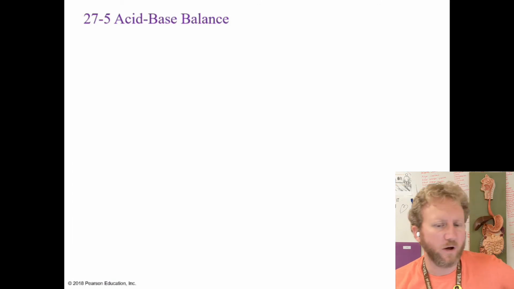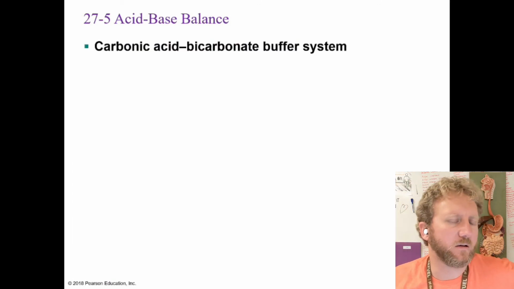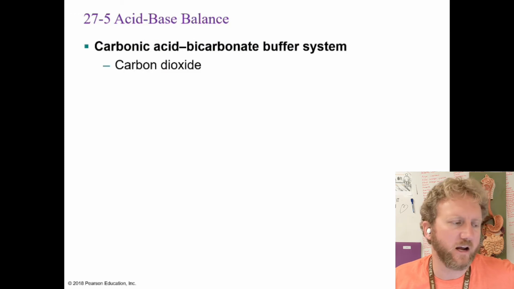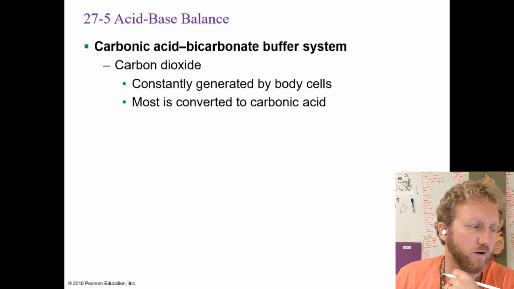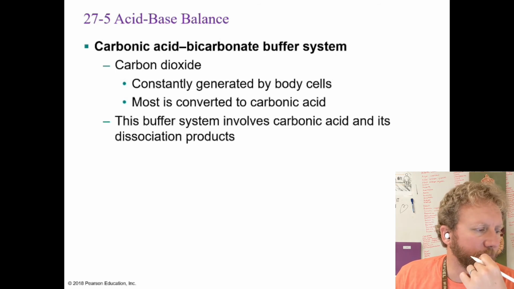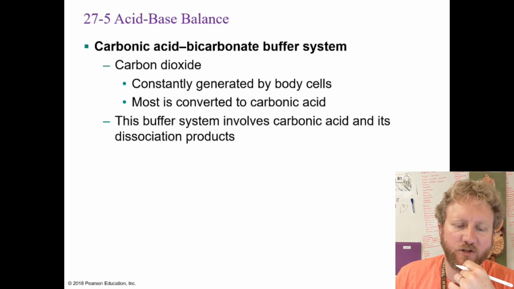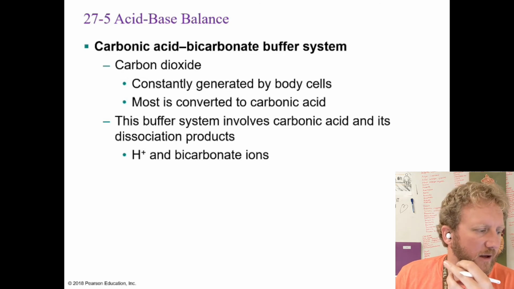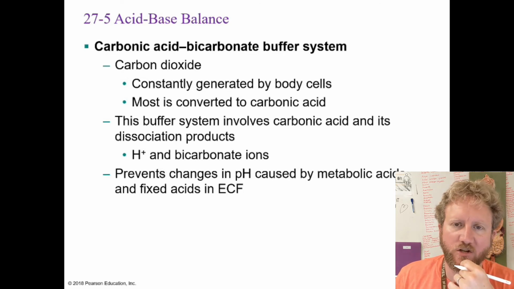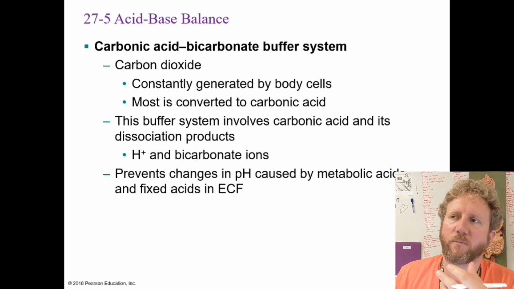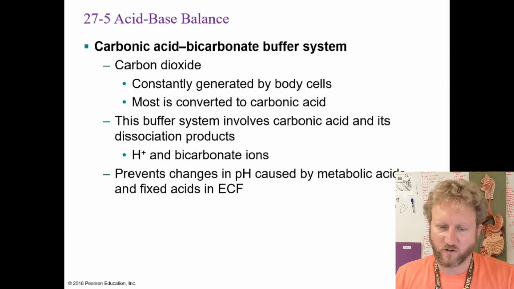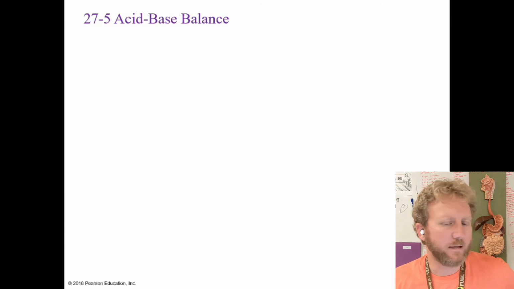Okay, so we've got the carbonic acid carbonate buffer system. It involves carbon dioxide, which is constantly generated by body cells. Most of that carbon dioxide is converted to carbonic acid. Carbonic acid is going to split into hydrogen and bicarbonate. This is going to prevent changes in pH caused by metabolic acids and fixed acids in the ECF, and allow the blood with the hydrogen ions to be transported to the kidneys so we can purge those extra hydrogen ions.